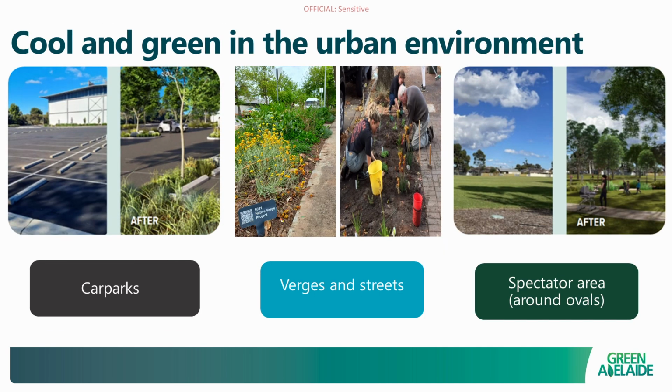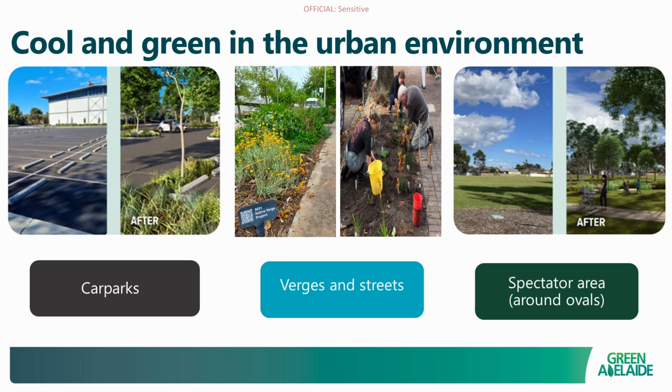The next lot of examples are projects whose purpose was to cool and green. The one on the left is a great example of a car park. So as you understand, they get really hot in summer. So by providing tree canopy cover and other vegetation, that can help to cool and obviously green that space.